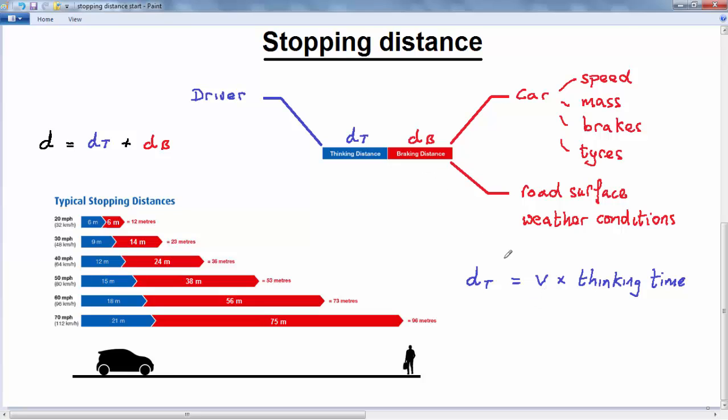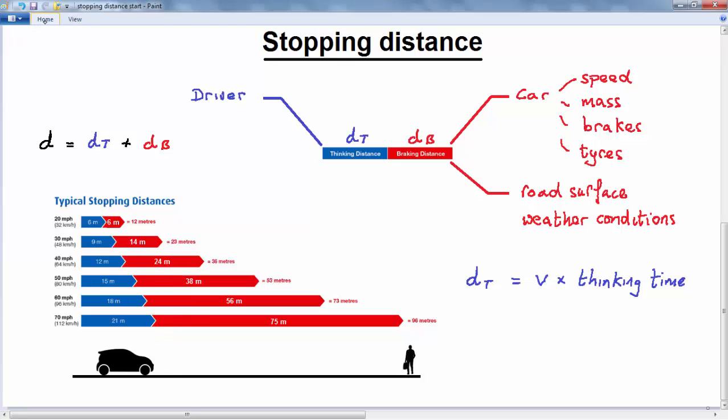But remember that the braking distance depended on v squared. That's to say it was a quadratic relationship. If you double the speed, then the braking distance increases by 4 times. In terms of the thinking distance, this is a linear relationship. You'll notice that here. If you look at the blue thinking distances here, I can draw a straight line through the tips of those arrows. That is a linear relationship.